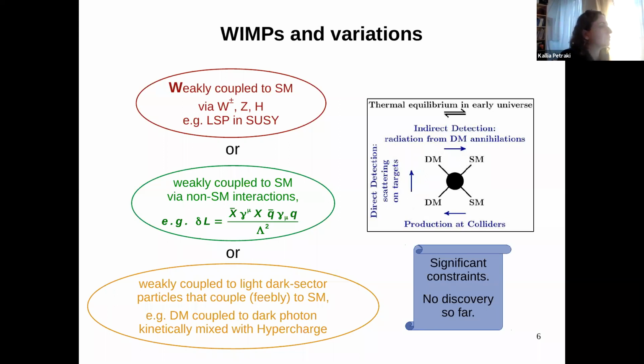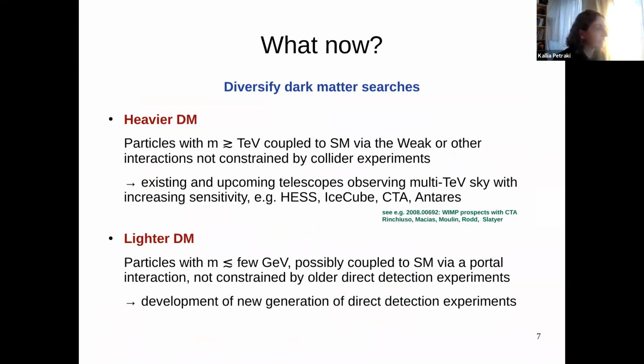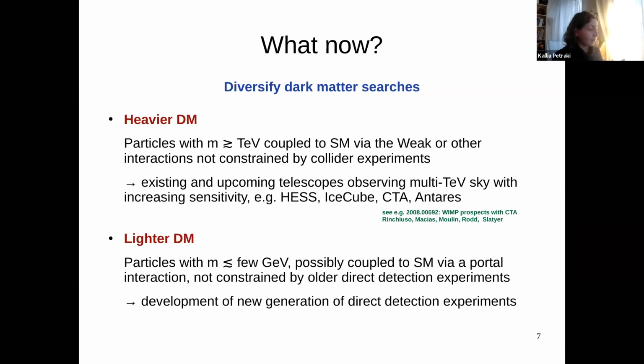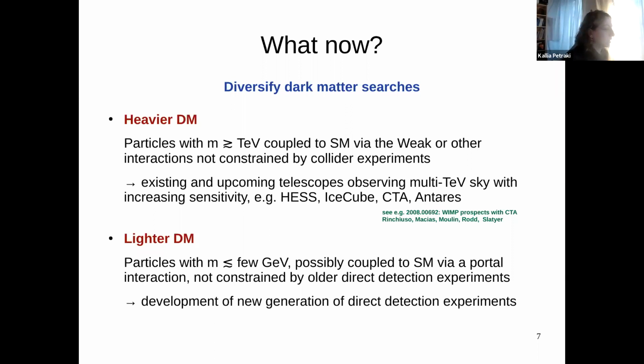So the question is, what do we do now? Of course, we would like to diversify our dark matter searches and extend them to reach other regions and other models. There are broadly two directions. We can either consider heavier dark matter or lighter dark matter. The lighter dark matter part has been developing a lot in recent years, and it is very promising because there is a whole host of new direct detection experiments that have been proposed, and some are being built or are built. So it is very interesting to explore sub-TeV dark matter.